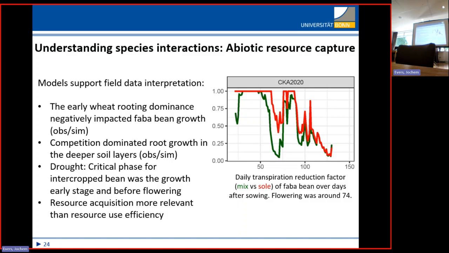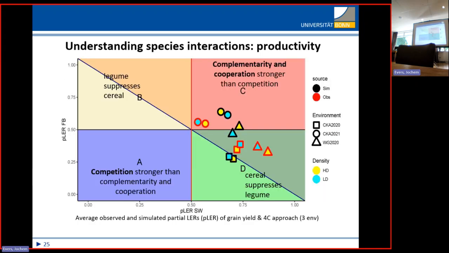And something for which I have no data now to convince you, but what we have found out also is that the resource acquisition is more relevant than the resource use efficiency. So the crops don't get more efficient, like they don't take up less water and get higher yield, or less water and get the same yield. But what they mainly do is they get better access to the resources and partition them between the species. So it's more that they can acquire the resources better, than that they become more resource use efficient.